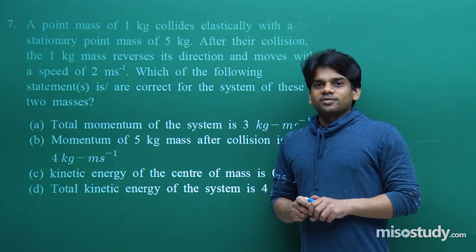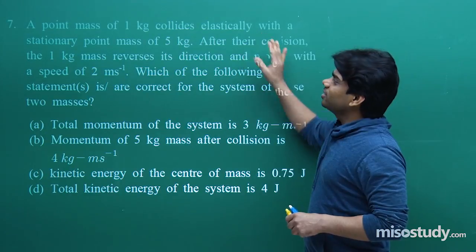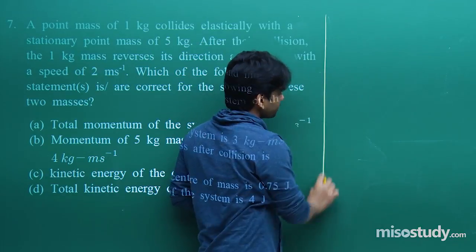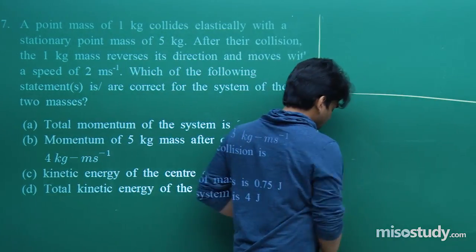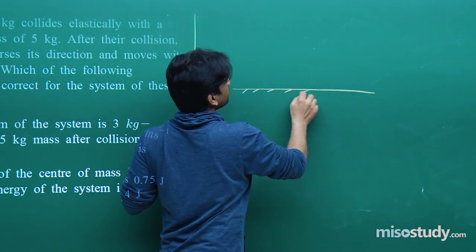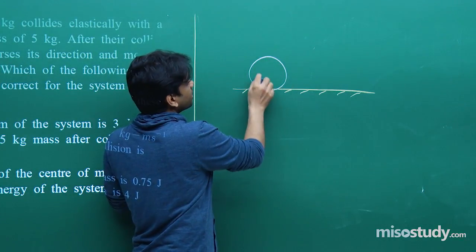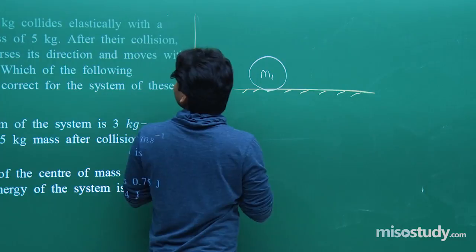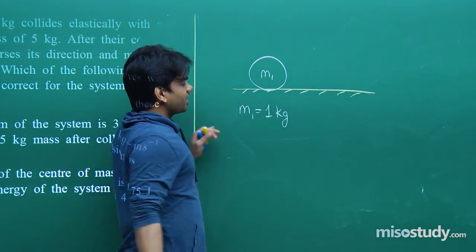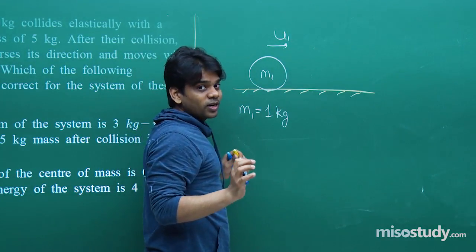First of all, try to understand how to do this. It says that a point mass of 1 kg collides elastically with a stationary point mass of 5 kg. See here how we are going to do it. We have 2 point masses which are going to collide with each other elastically. Let's say I have taken this as 1 point mass. Its mass is, let's say, m1, that is given as 1 kg. Let's say it is moving with an initial velocity u1. We don't know its value; it has not been given to us.